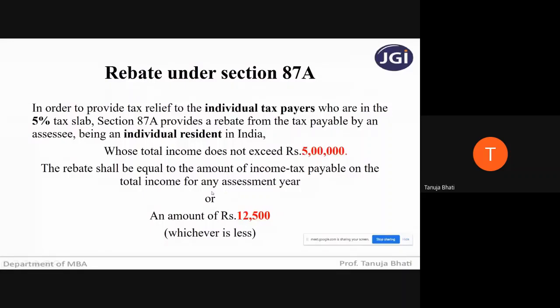So he is going to get a rebate of the amount of income tax payable by him on the total income, or the amount of rupees 12,500, whichever is less. So this rebate is applicable only for those individual assessees whose income is not exceeding 5 lakh, first of all. And what is the amount of rebate he will be getting? He will be getting a rebate of whatever tax he's paying on his total income, or the amount of 12,500, whichever is less, that will be the amount of rebate, and that amount will be deducted from his income tax payable.